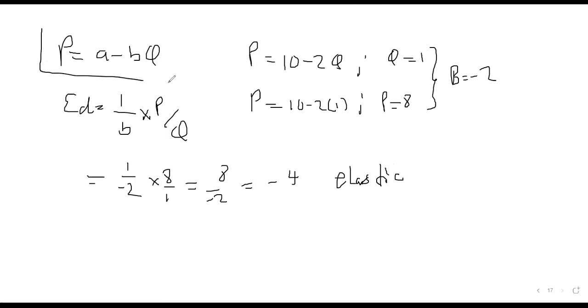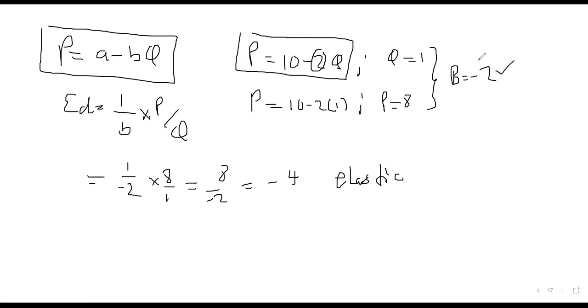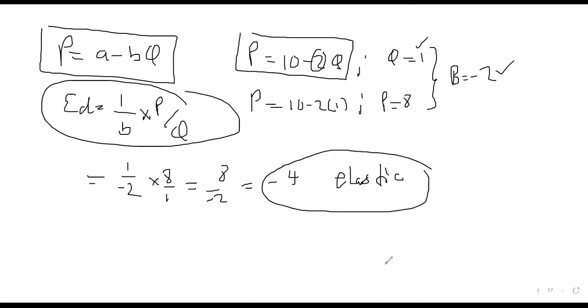I repeat, if we're given an inverse demand function like this one here, we first identify what is our B. Our B is the slope here, which is -2. And what is our Q? We've been given as 1. We put 1 in there, we get the price as 8. Then we substitute in this formula. That is how we get our elasticity, which is -4. And this is elastic demand.